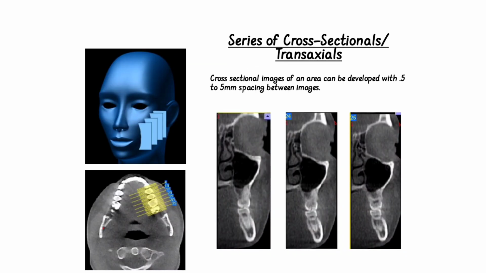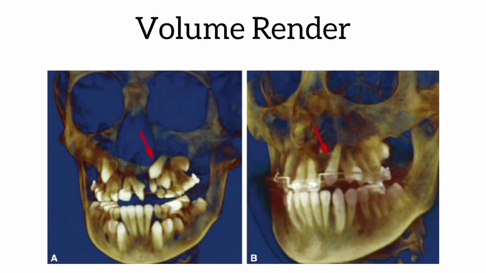Then there are a series of cross-sectionals or transaxials. Cross-sectional image of an area can be developed with 5 to 5 mm spacing between images. Then we have the volume render, which is just a 3D model representation of the patient's skull. So this is really good for overall patient education, especially if you were to map out a nerve and then show the patient where the implants would actually go.